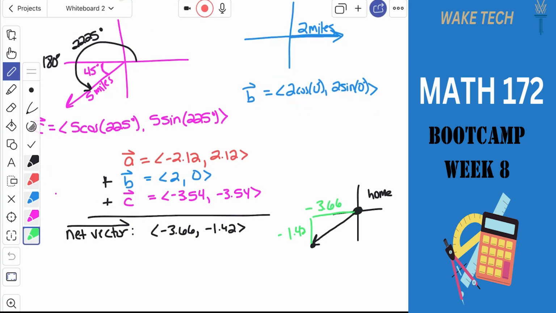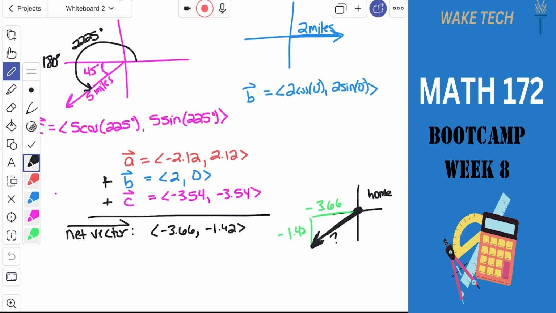Overall, if we incorporate all of these motions, all of these movements, all of these distances, where does Rebecca appear relative to her house? And so the question of how far is she from home is asking us for the magnitude of that vector, right? How far is she from her home? That's the distance of the black vector right here, the length of it.